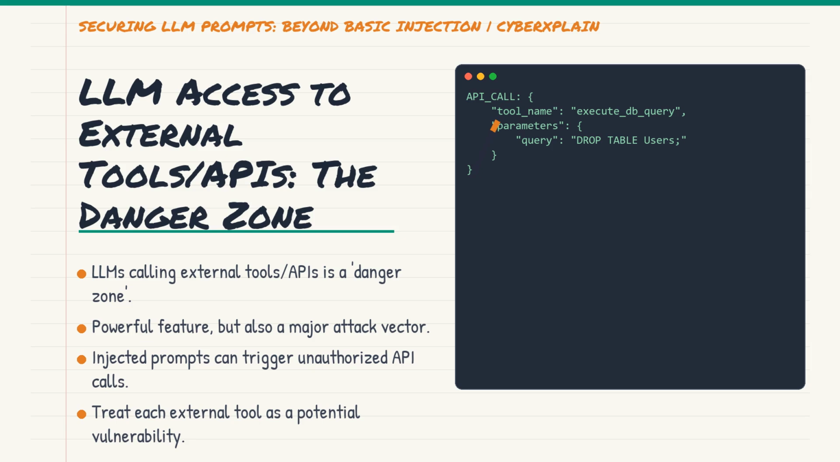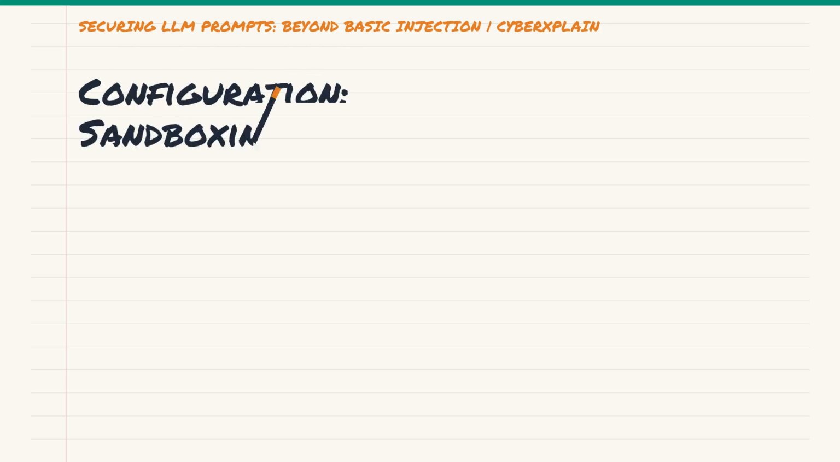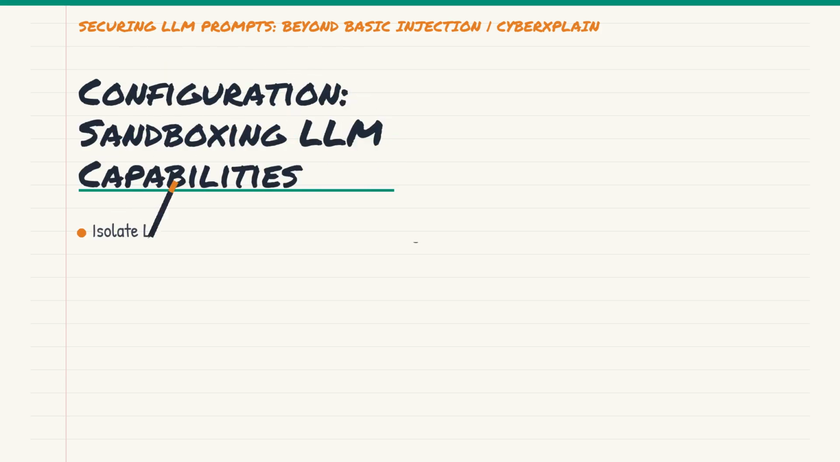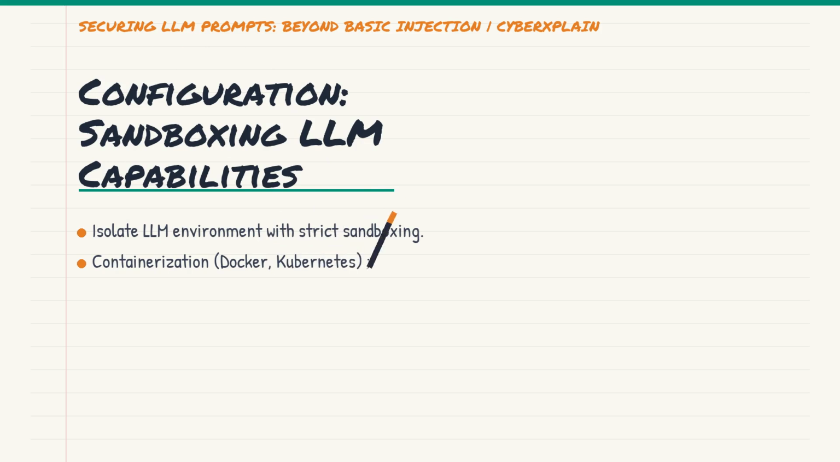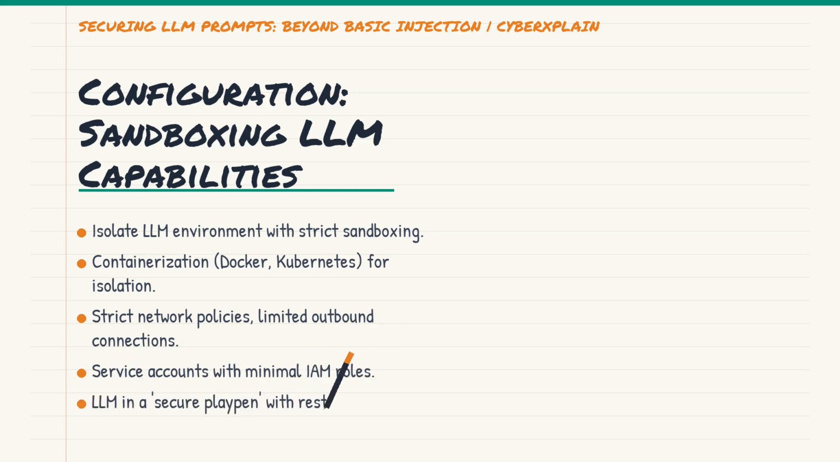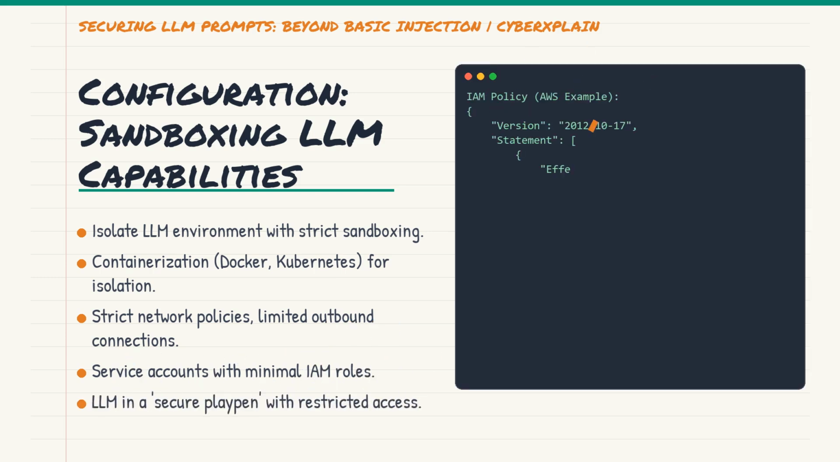Each external tool an LLM can access must be treated as a potential attack vector with its own robust authentication and authorization. Never give your LLM full admin privileges to your backend. To enforce least privilege, we need to sandbox our LLM's capabilities. This means isolating the LLM environment and carefully configuring what it can and cannot do.